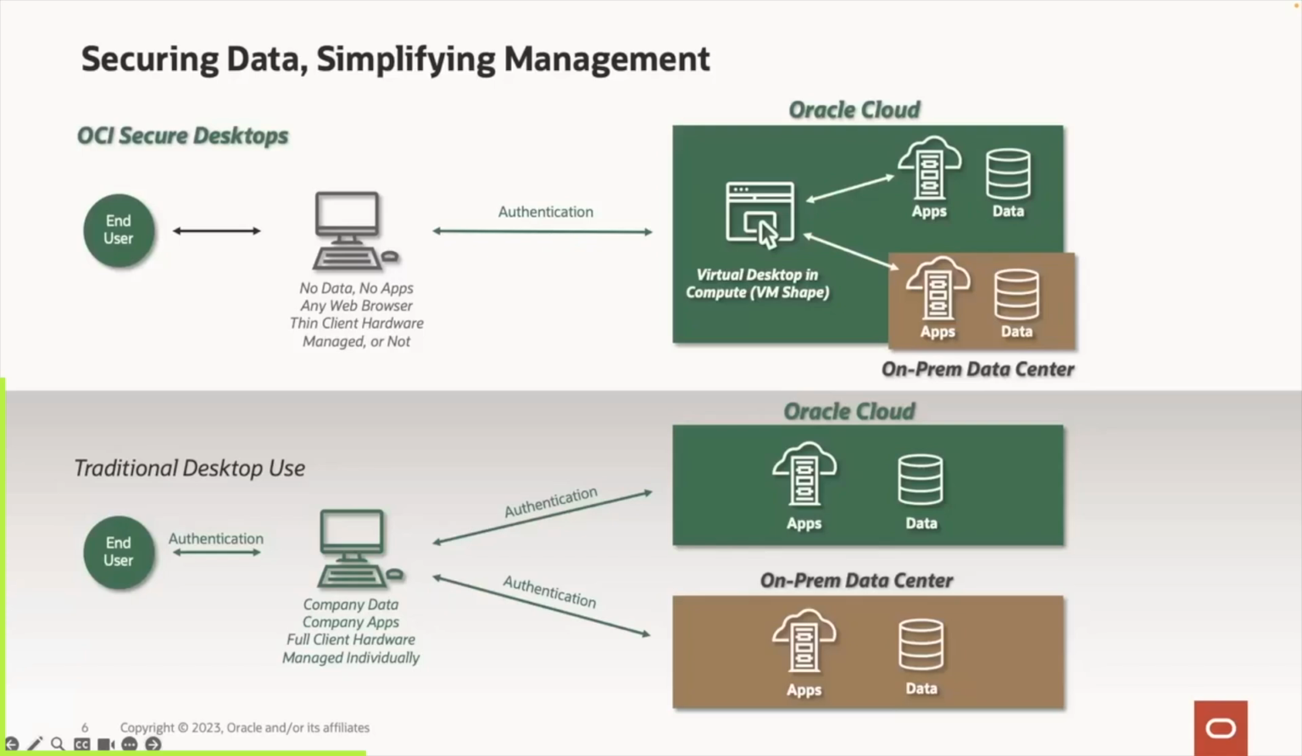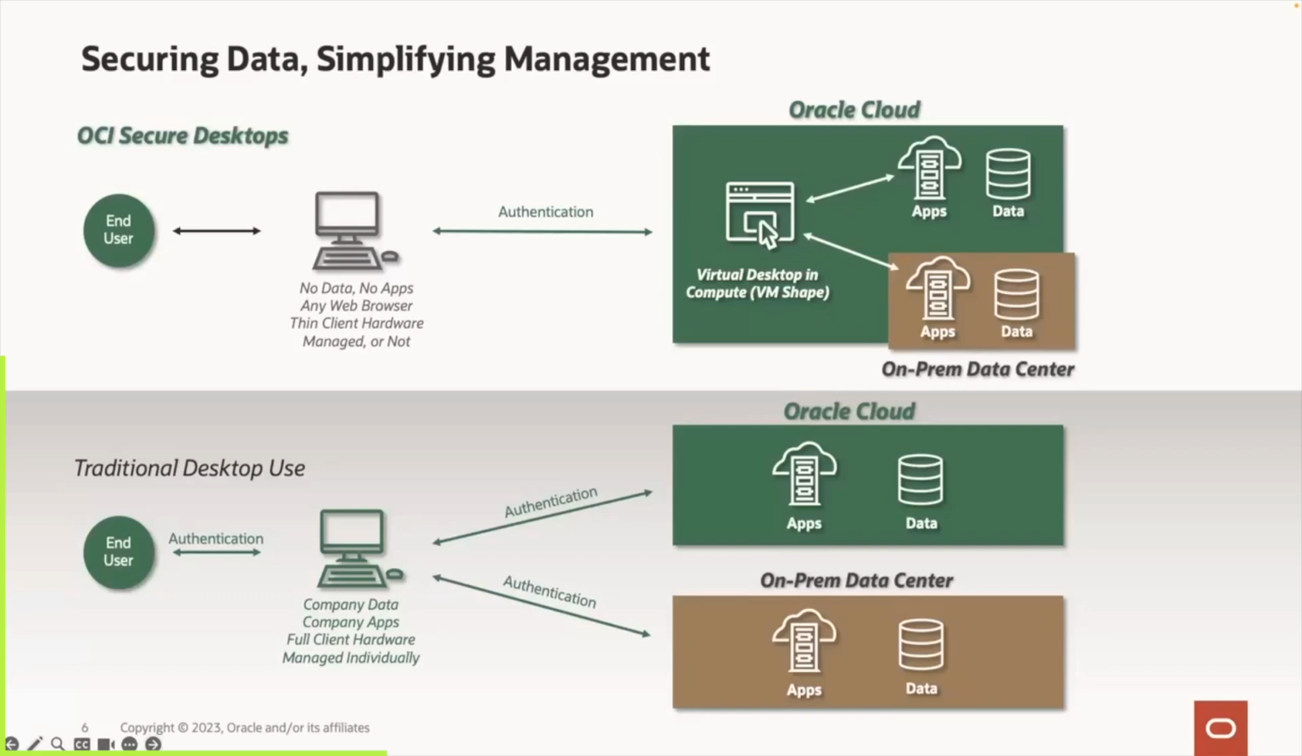And also you have the complexity of managing that remote device. And then you have all the other restrictions about the fact that the only compute that you have access to is the compute inside that device in front of you. On the top of this slide, you have how the Oracle Secure Desktops service works. The desktop is running in a VM shape inside Oracle Cloud Infrastructure. You can choose the size or the type of that VM shape. You can have a lighter one or one with more capacity.